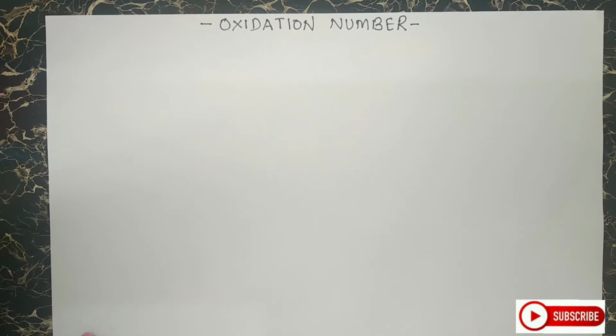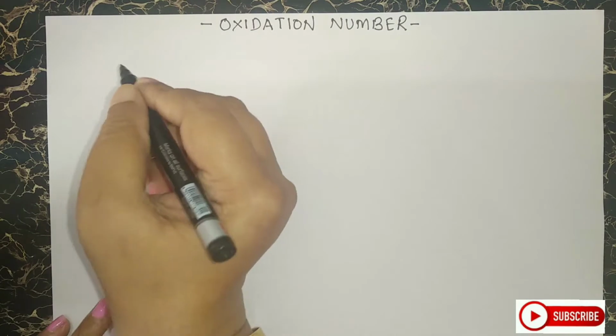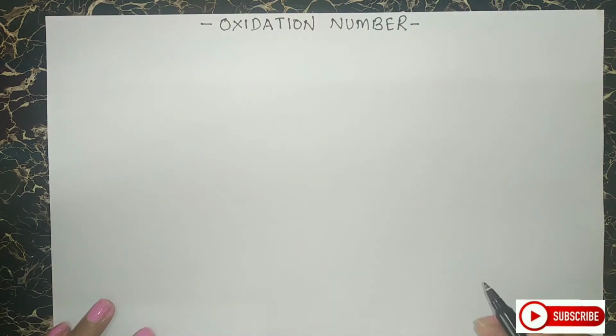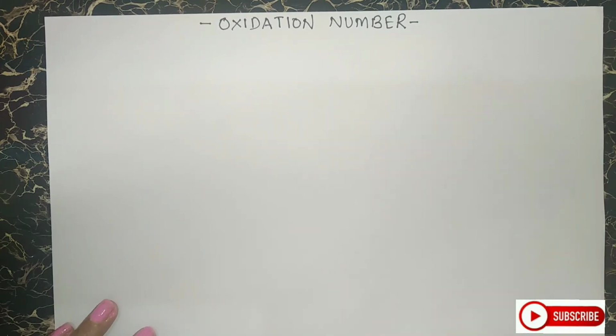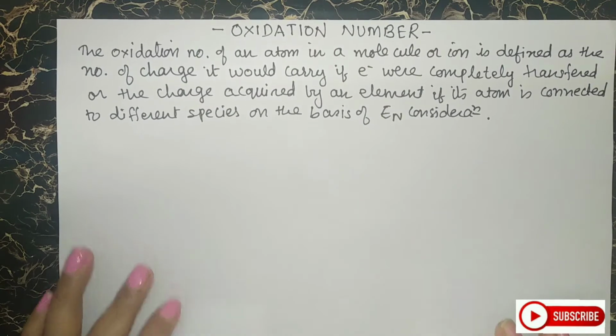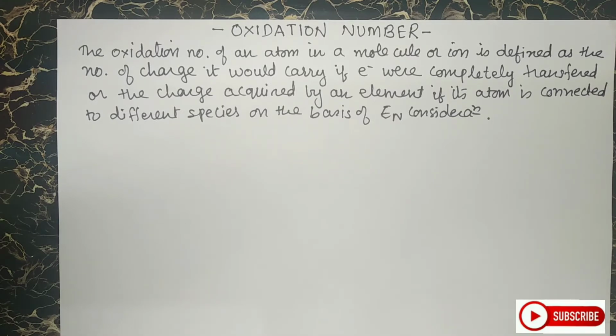The oxidation number of an atom in a molecule or ion is defined as the number of charge it would carry if electrons were completely transferred, or the charge acquired by an element or its atom connected to different species on the basis of electronegativity consideration. So let us write the definition. This is the definition for oxidation number. Oxidation number of an atom or an ion in an element can be calculated by using certain rules. So let us go through the rules one by one.